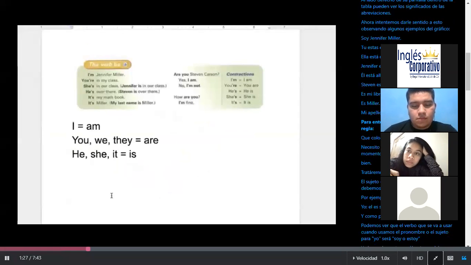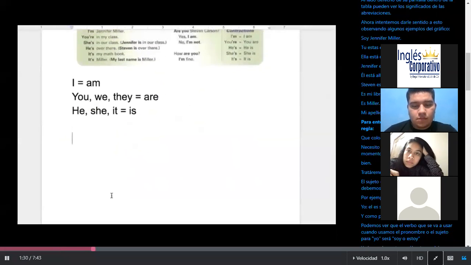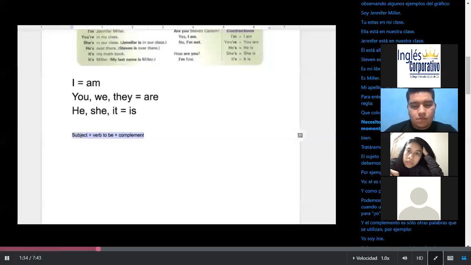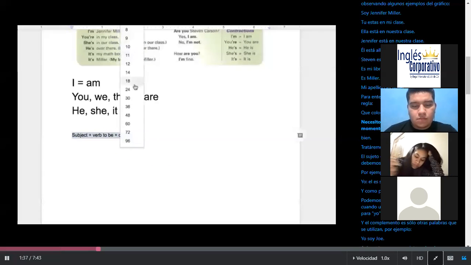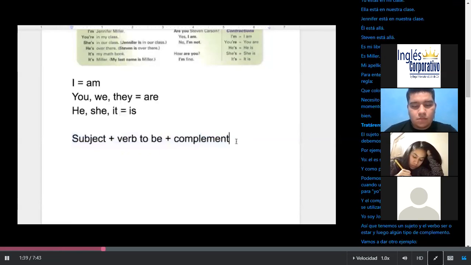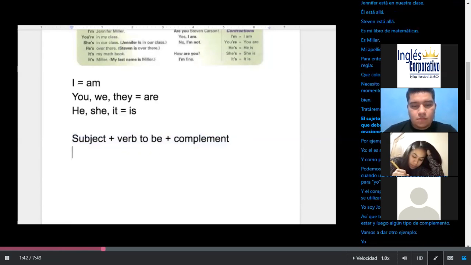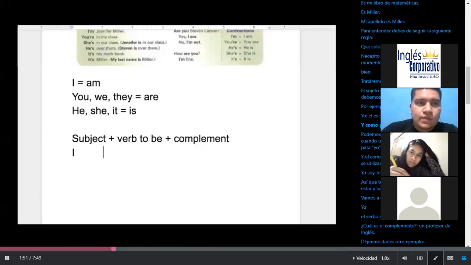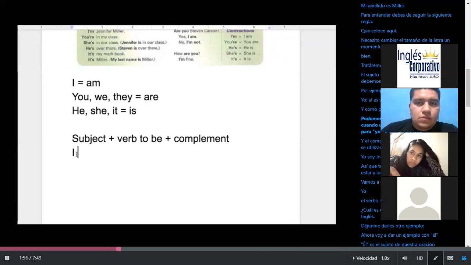In order to understand this, you need to follow this particular rule that I'm going to display here on this document. Let me just change the size. One second. All right. And we're going to try to make sense of it. The subject or pronoun is the first thing that we're going to have in order to form sentences. So, for example, I is the subject. And as we saw here, the verb to be we use whenever we use the pronoun or the subject I will be am. I am.